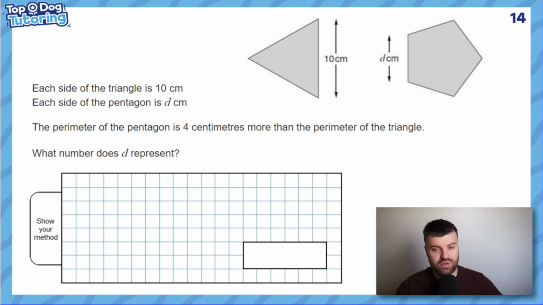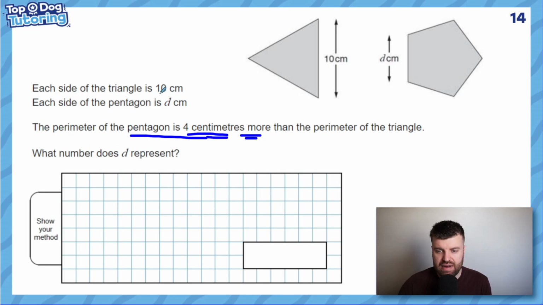Next question. This is from the 2014 paper. Each side of the triangle is 10 centimeters. Each side of the pentagon is D centimeters. We don't know what D is just yet. However, let's look at the rest of the information. The perimeter of the pentagon is 4 centimeters more than the perimeter of the triangle. What number does D represent?